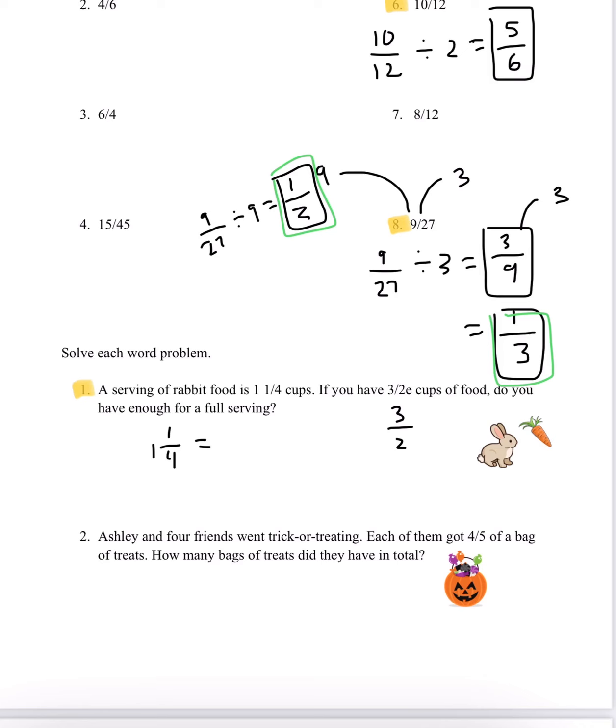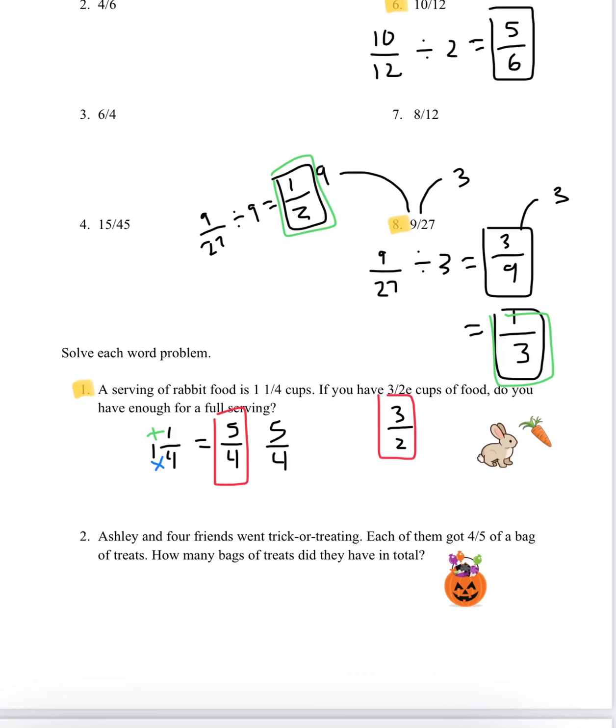So let's first convert this from an improper fraction to a mixed number. How to do that is multiply 1 times 4, then add. So 1 times 4 is 4, plus 1 is 5. So this is going to be 5 over 4. If we have to compare these two fractions, we have to make them the same common denominator. We're going to be making it a 4. So this is already a 4, so it's just going to be 5 over 4.